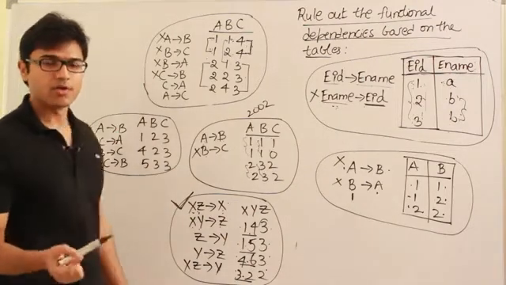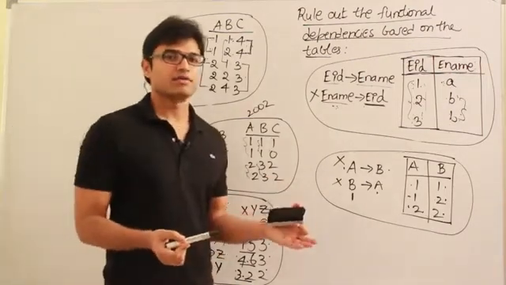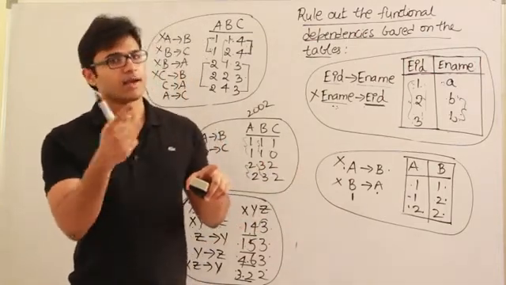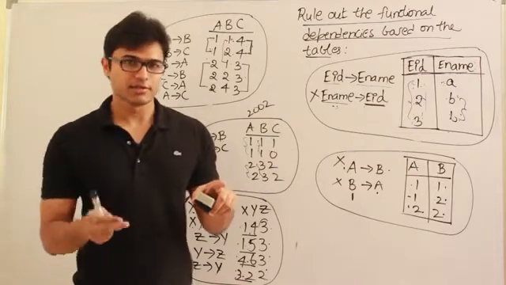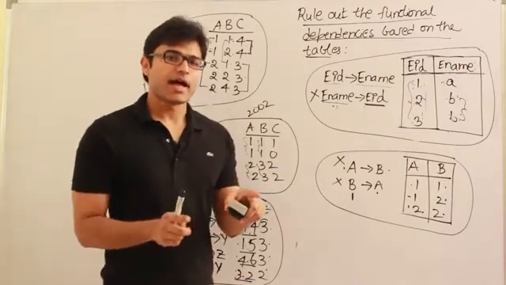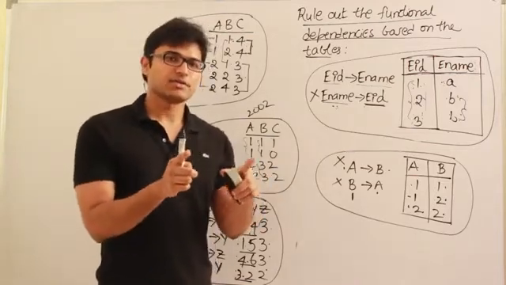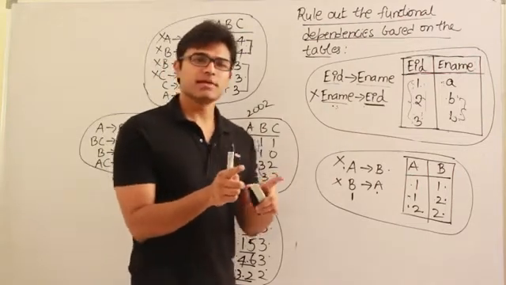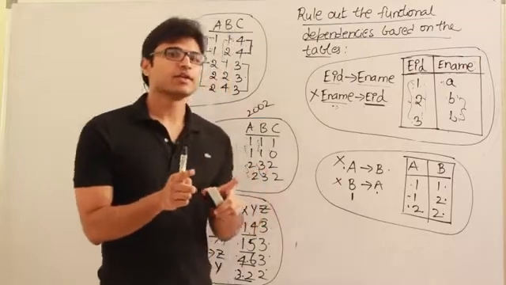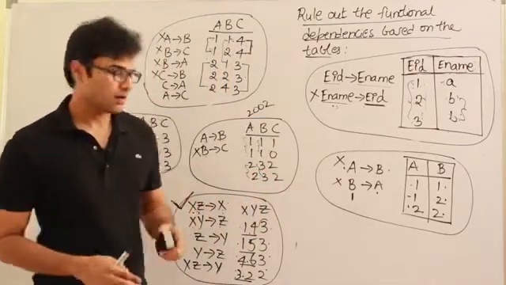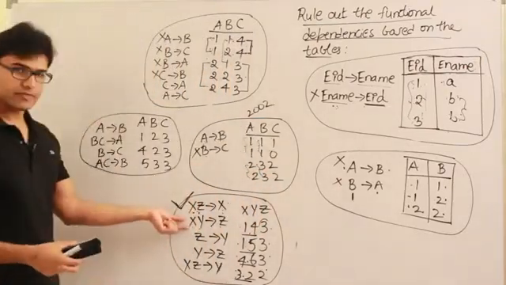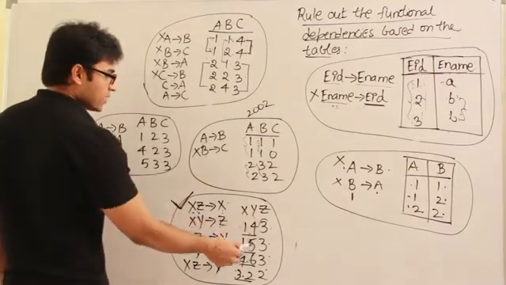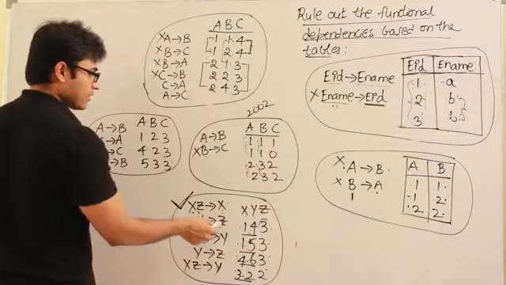Violations will occur only when left hand side attributes have two same values and the right side attributes have two different values. As long as left side values are distinct, which means no two rows have the same values on LHS, there is no way it is going to violate, right? So this one will never violate as of now. As long as these x and y values are unique, I can never rule it out.